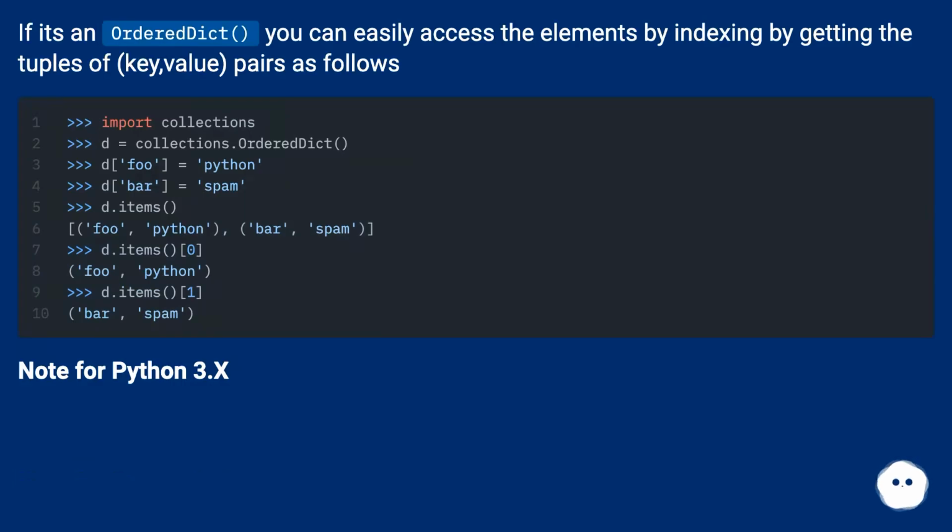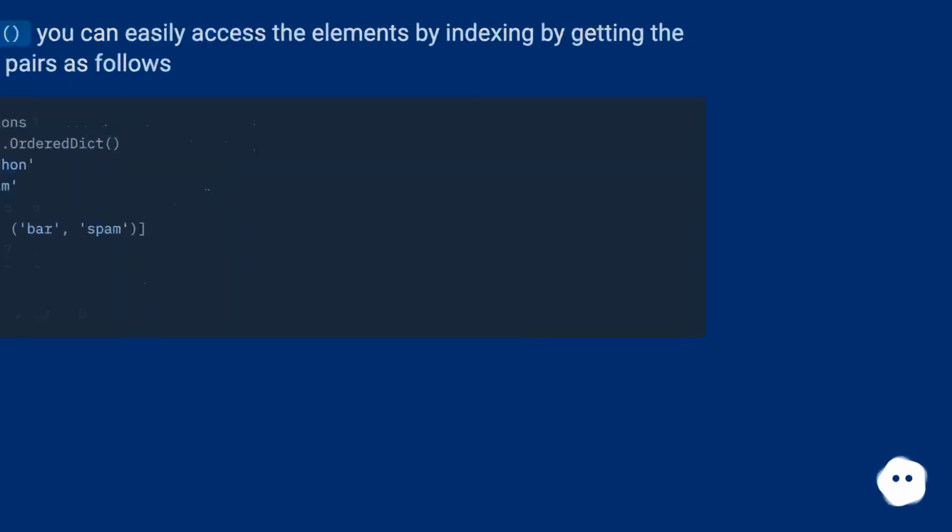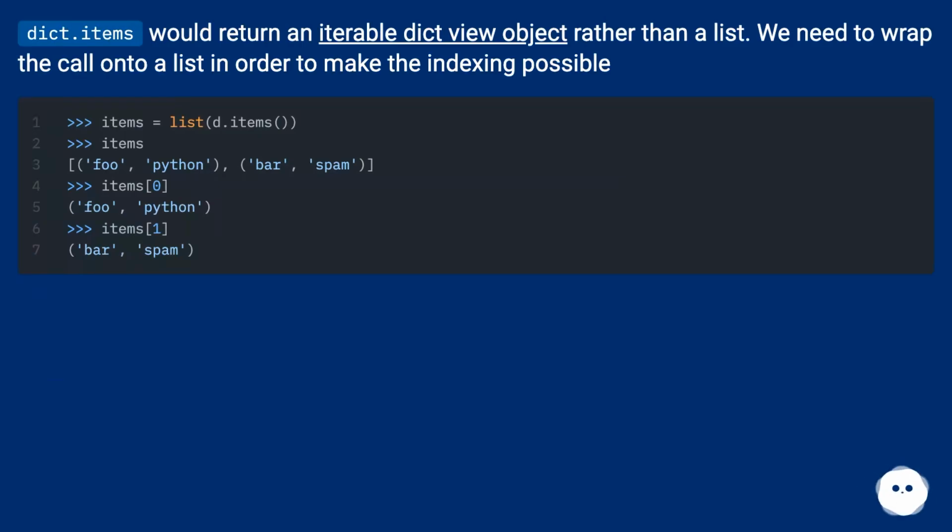If it's an OrderedDict, you can easily access the elements by indexing by getting the tuples of key value pairs as follows. Note for Python 3.x: dict.items would return an iterable dict view object rather than a list. We need to wrap the call in a list in order to make the indexing possible.